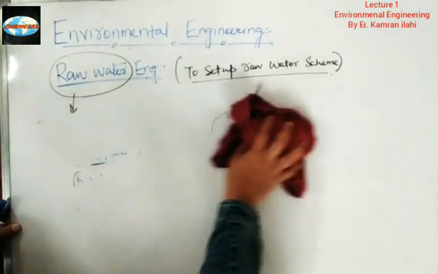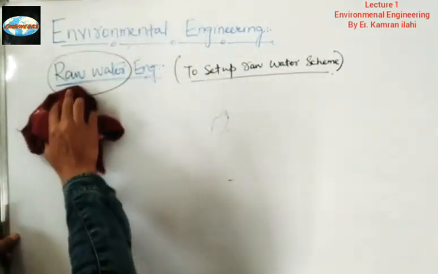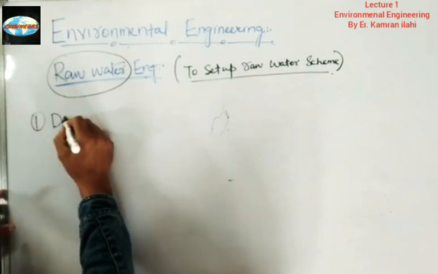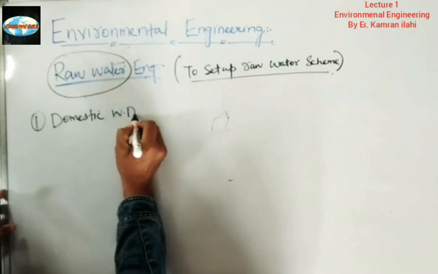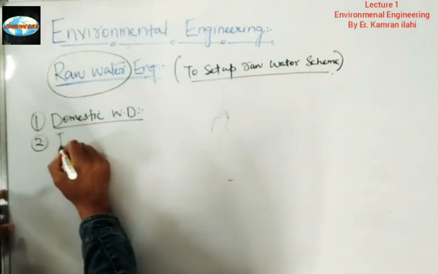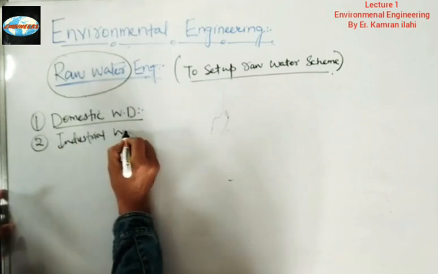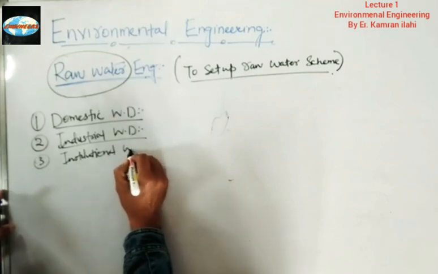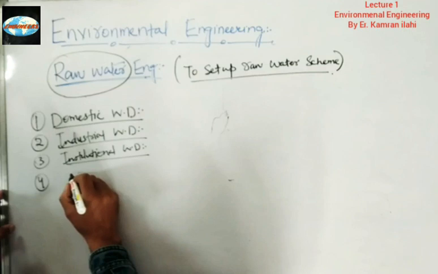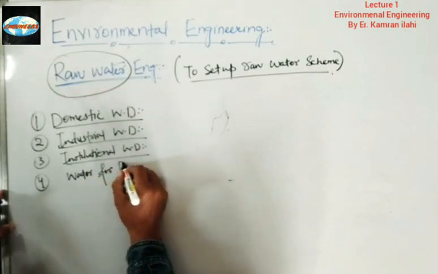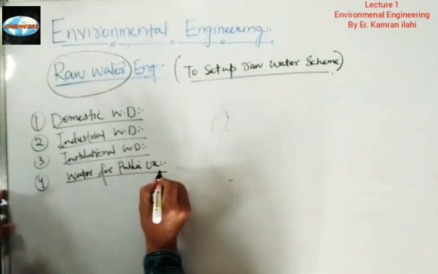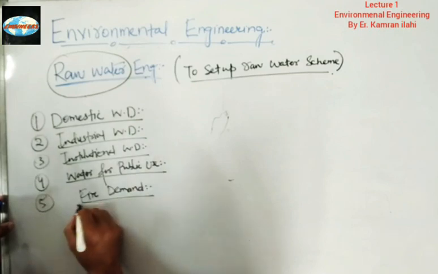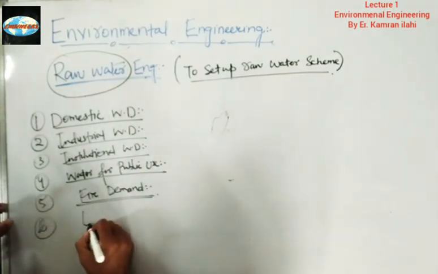So let's go to some important concepts regarding water demand, because we have different water demands in the community. First is domestic water demand, WD stands for water demand. The second is industrial water demand. Third one is institutional water demand. Fourth one is your water for public use. Fifth is your fire demand, because fire is an important thing that we have to take care of. And then you can say losses.